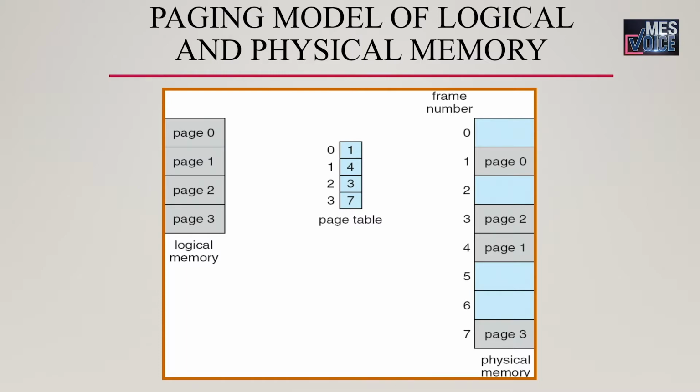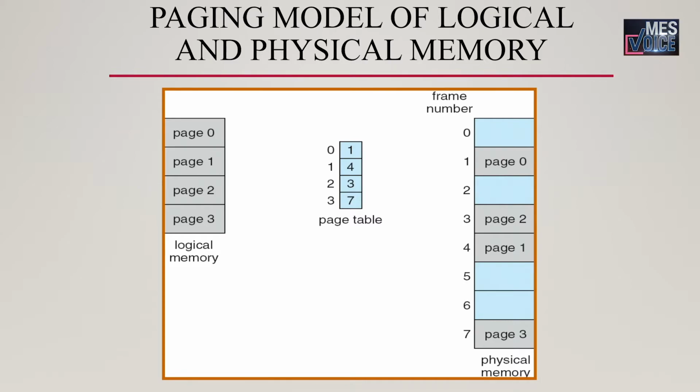So, when we look at page 0, we can see from the figure that page 0 is loaded into frame 1. Corresponding to that, page 0 is loaded into the physical memory. Similarly, page 1 is stored in frame number 4, so in the physical memory, frame 4 contains page 1. Page 2 is in frame number 3, which is stored here in the physical memory, and the last one, page 3, is included in frame number 7, and it is stored here in the physical memory.